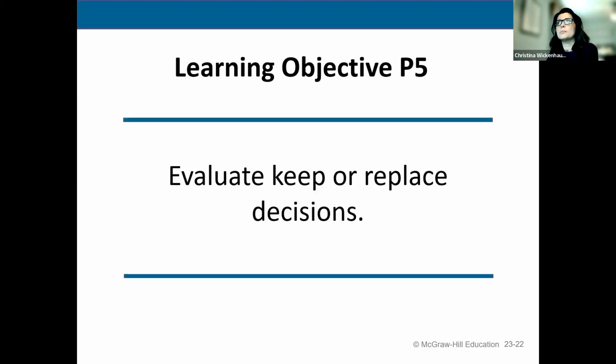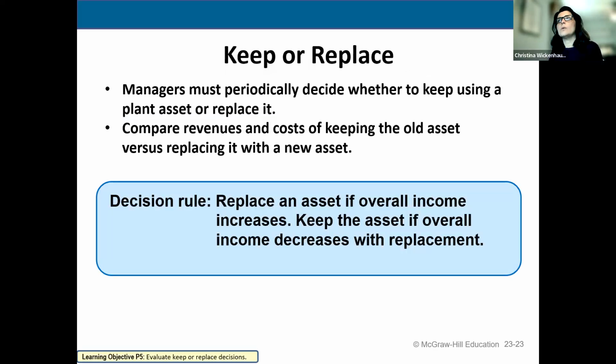All right, the fifth procedure that we're learning about is to evaluate keep or replace decisions. So maybe you have this old asset and you have to figure out whether you're going to keep using it or replace it. You're going to have to compare your revenues and your costs associated with keeping that old asset versus replacing it with a new one. You want to replace it if overall income will increase, and you want to keep the asset if overall income decreases with the replacement. And this is a tough rule to follow and a tough thing to live with.